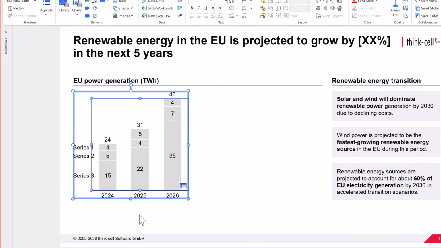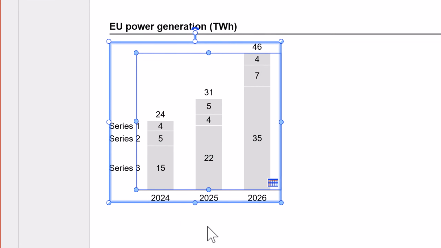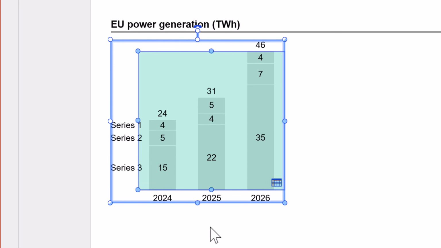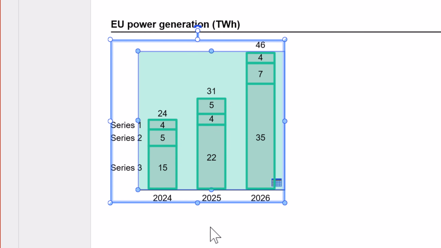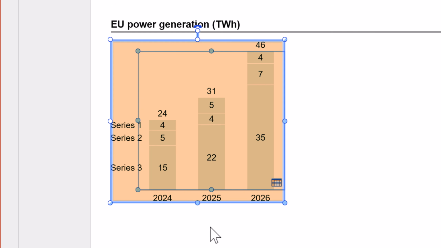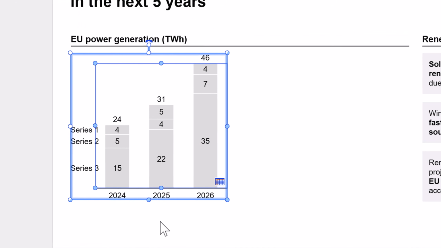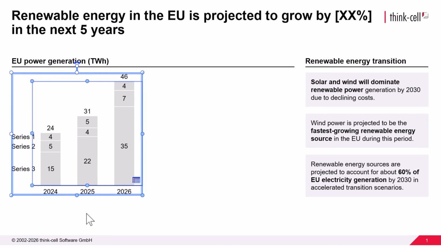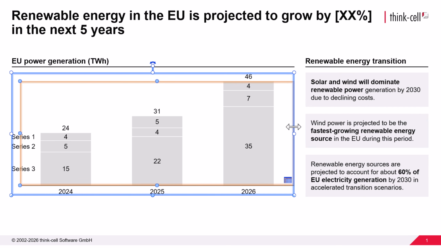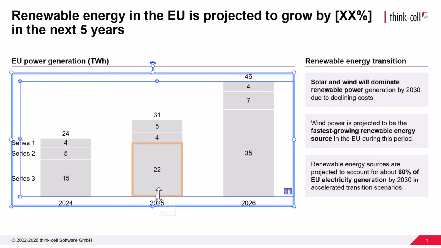Most thinkcell charts have a chart area and a plot area. The plot area is where your chart data is plotted. The plot area contains the data markers, for example, stacked segments. The chart area contains everything in the chart, including the plot area and chart features such as series labels and category labels. You can align the chart area and plot area with other slide objects. For example, you can align the right edge of the chart area to the chart title and the bottom edge of the plot area to the bottom of the last text box.